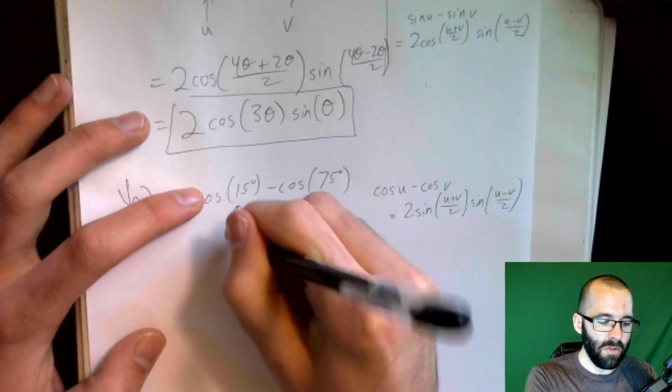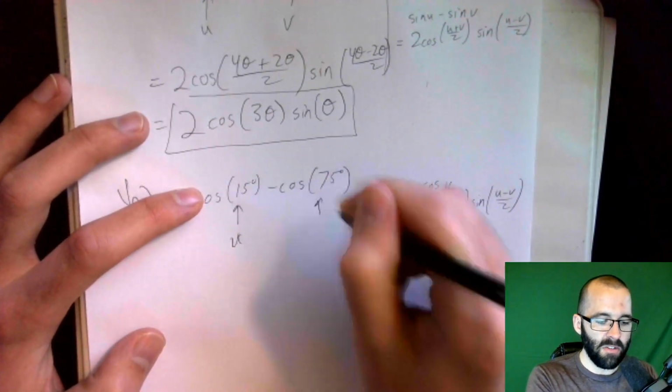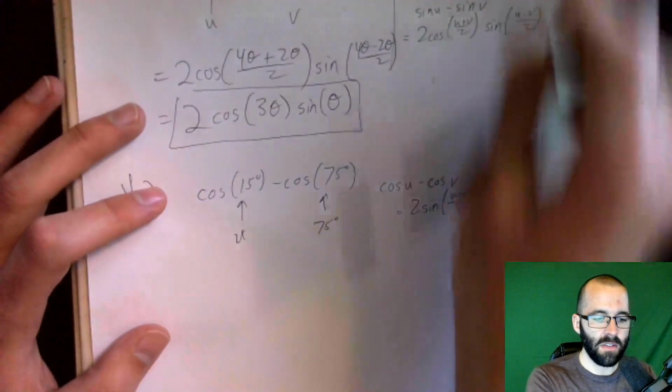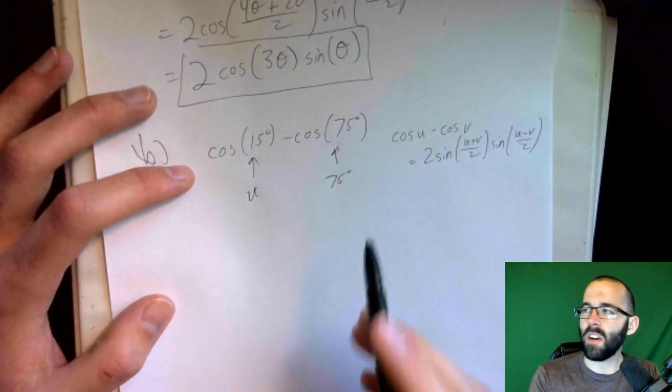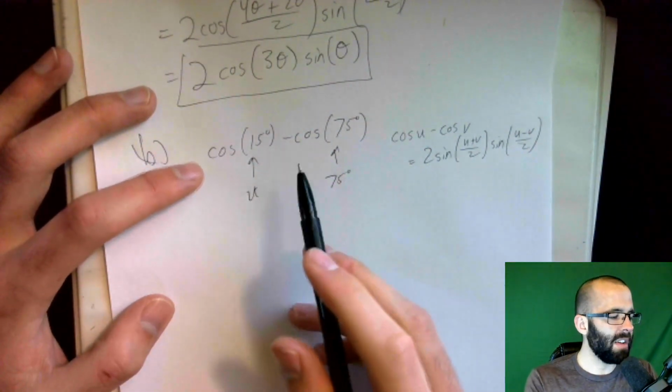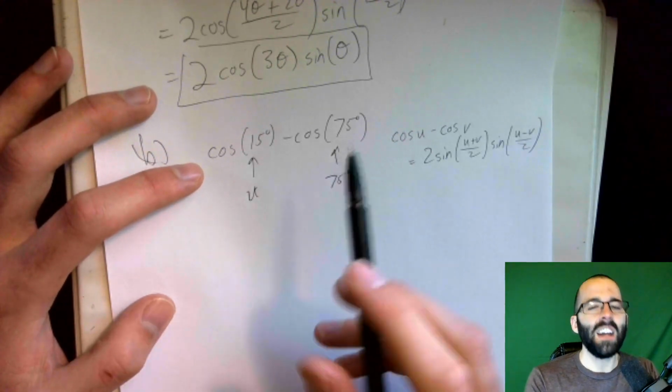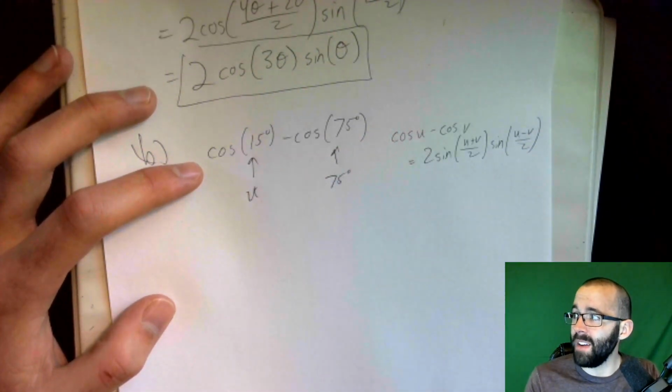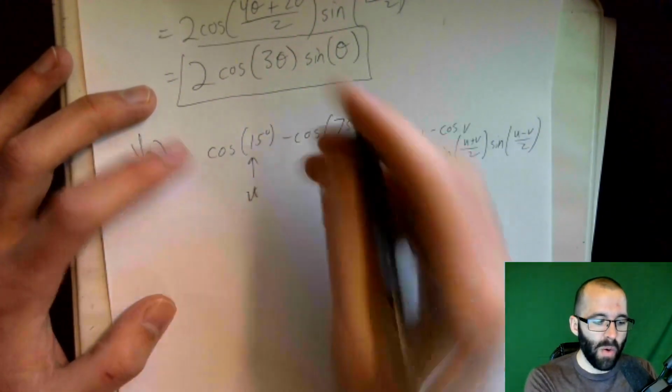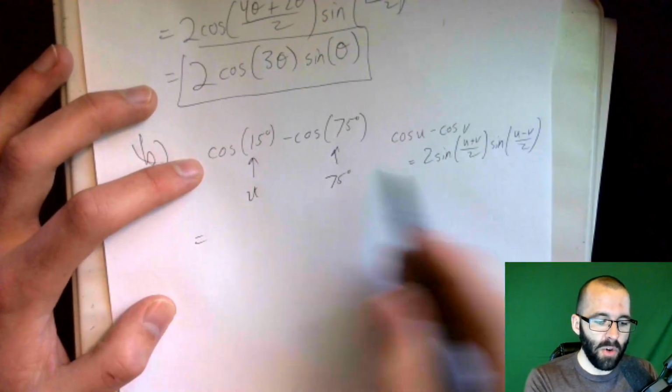So then what is our u? 15 degrees. What is our v? 75 degrees. And again, we're not even focusing on evaluating this. In almost all of the homework problems, it specifically says don't evaluate it. But what we have here, let's use the formula.